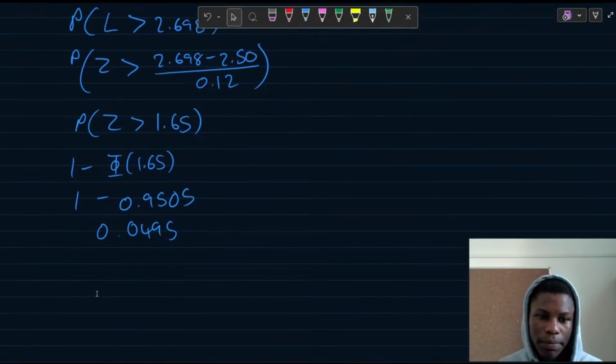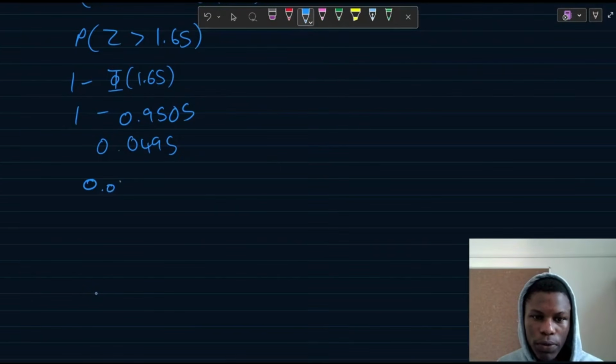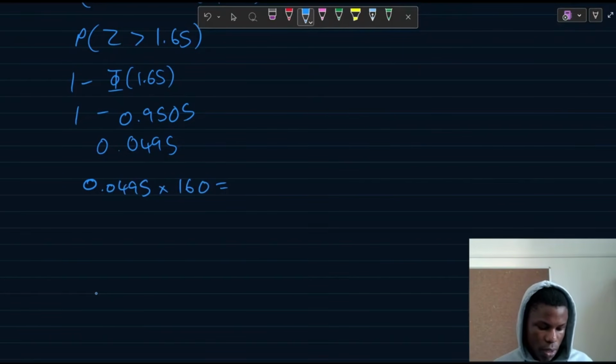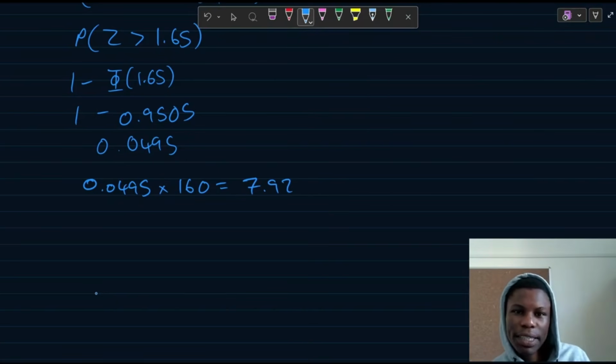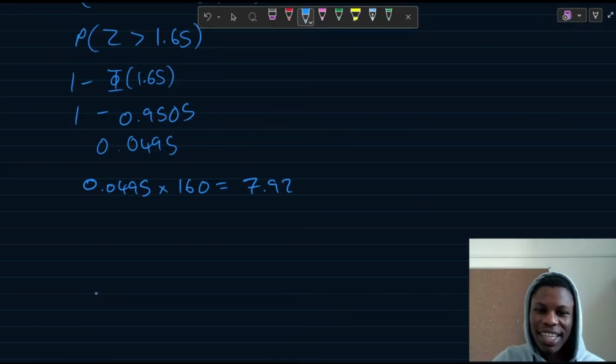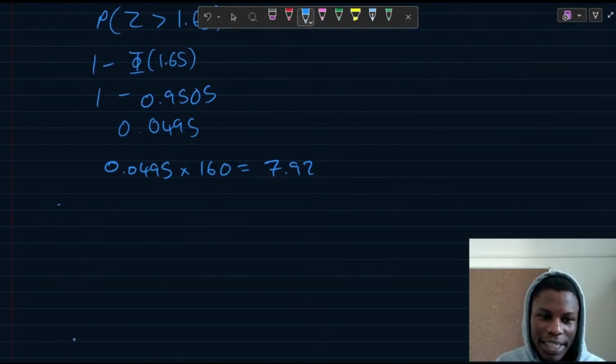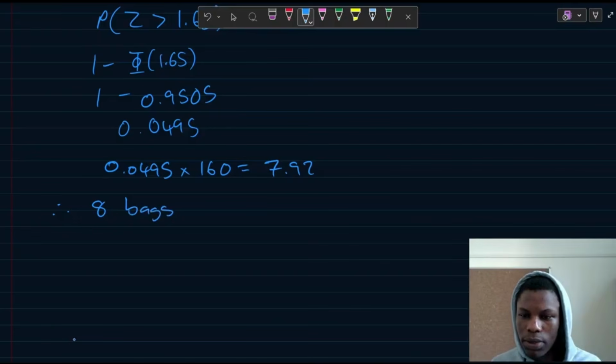We just multiply. So 0.0495 times the 160. What does that give us? 7.92. And we can't have 0.92 of a bag of pasta. We're just going to buy the whole bag, right? So we'd have 8. You round up. So therefore, I'd expect 8 bags to have a mass of pasta more than 1.65 standard deviations above the mean.